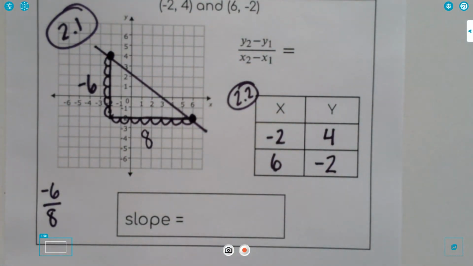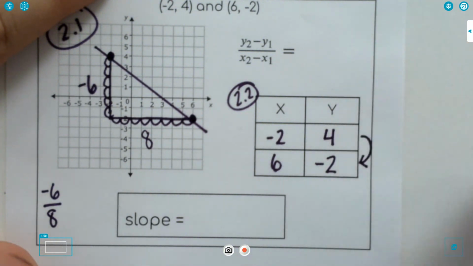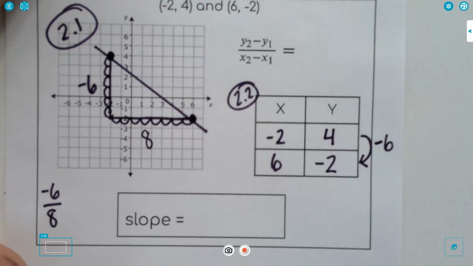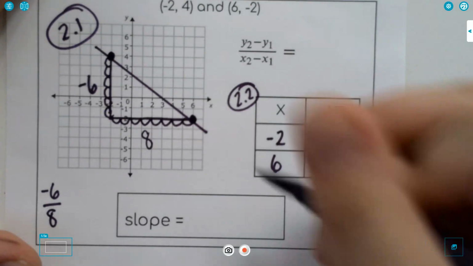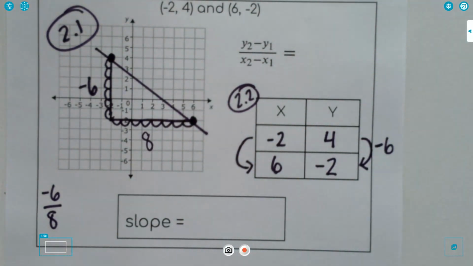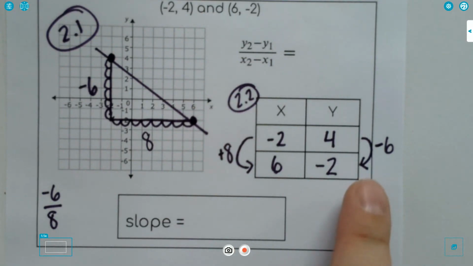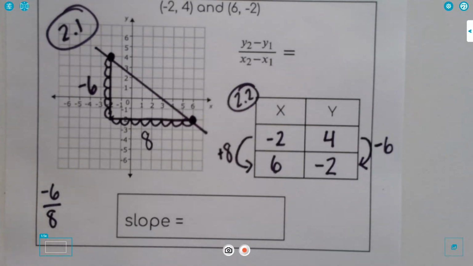And then we can just find the change in our y values and the change in our x values. How much did I go down from 4 to negative 2? 6. 4 minus 6 is negative 2. Okay, from negative 2 to 6, how much do I have to go up? 8, because it's 2 to get up to 0, and then another 6 to get up to positive 6. So I went up 8 here, which once again, change in y over change in x would be negative 6 over 8. So I've gotten the same thing again.